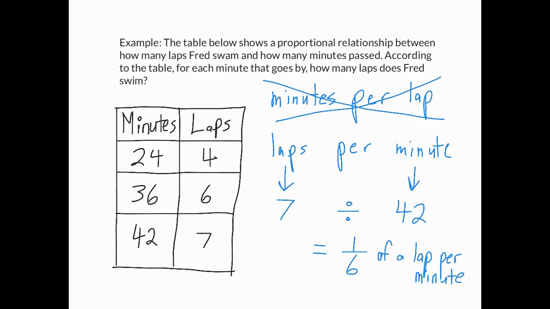And we could have used any row. If we did 4 divided by 24, we would also get 1/6. If we did 6 divided by 36, we would also get 1/6. Notice that if we did it the wrong way, if we did minutes divided by laps, then we would have gotten 6, which is incorrect. That's the reciprocal of the correct answer, which was 1/6 of a lap per minute.